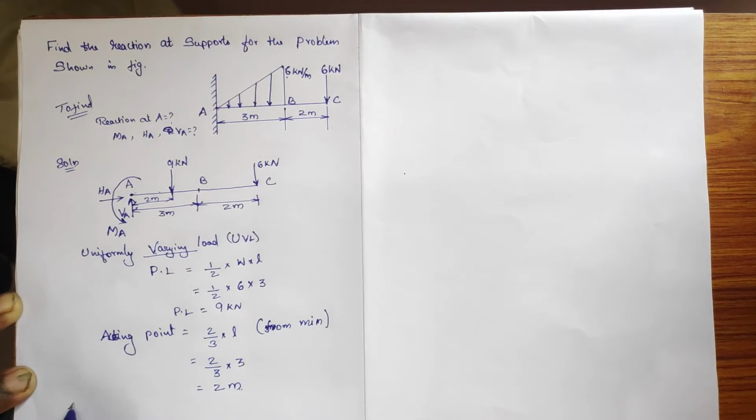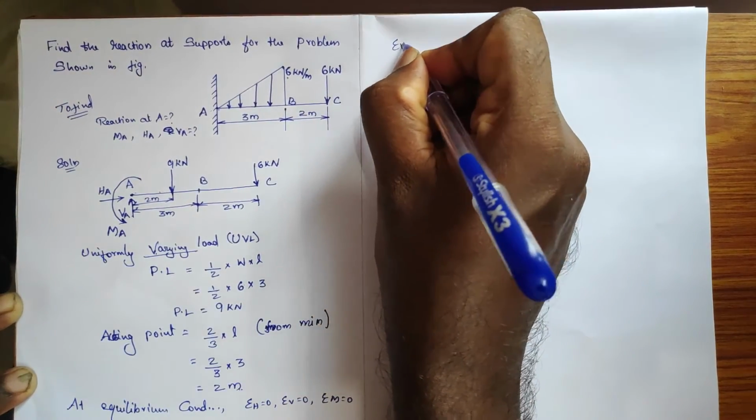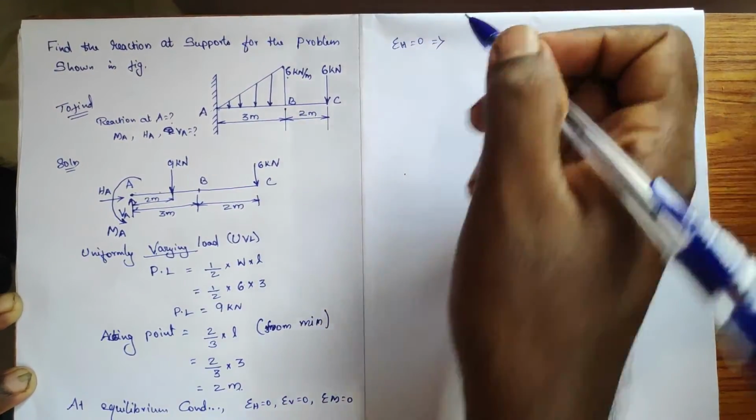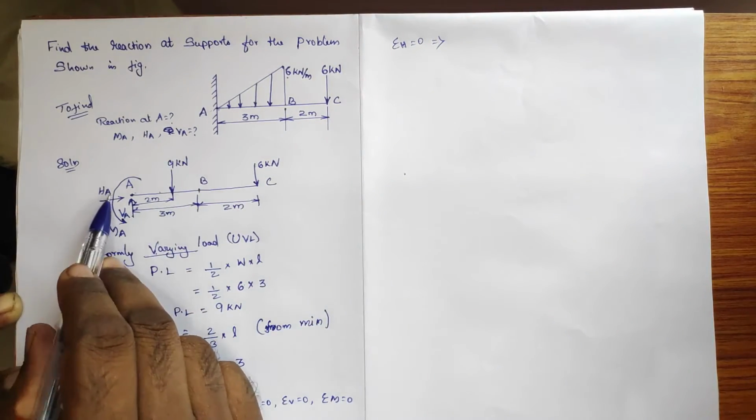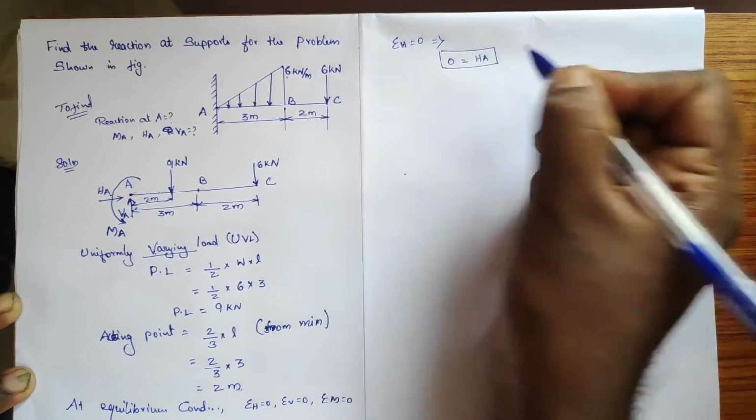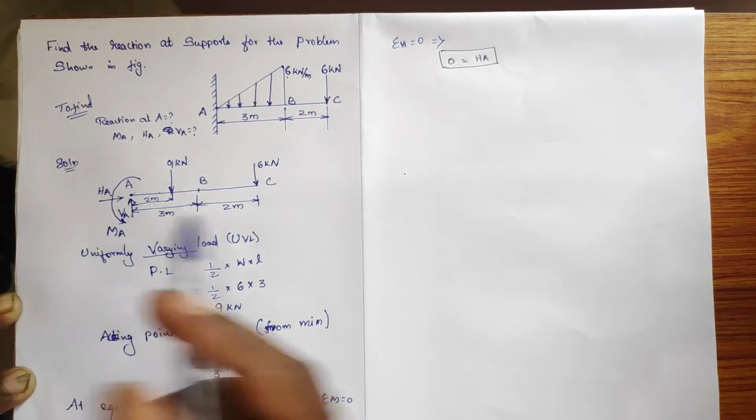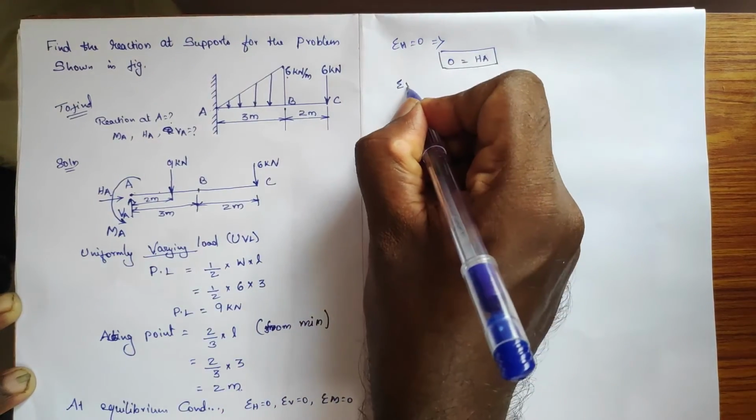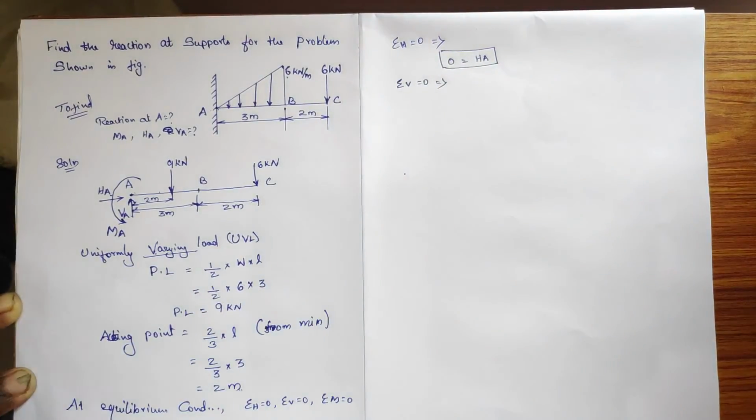So first, at equilibrium condition, we know the sum of horizontal force is equal to 0, the sum of vertical force is equal to 0, and the moment about any point is equal to 0. First start with the sum of horizontal force equal to 0. Add all the horizontal forces. Here there is only one horizontal force, so 0 is equal to HA. This is the answer for HA. There are no other horizontal forces. Then move to the vertical forces: the sum of vertical force is equal to 0. Add all the vertical forces.